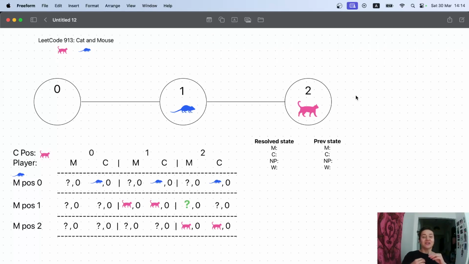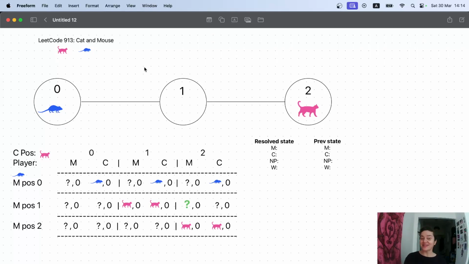Now, are there certain states of the game for which there is already a pre-known winner without needing to calculate anything? Yes, there are such states. Many. For example, if the mouse is at node 0 and it doesn't matter where the cat is, the mouse says bye-bye and escapes to freedom. It's a mouse win.